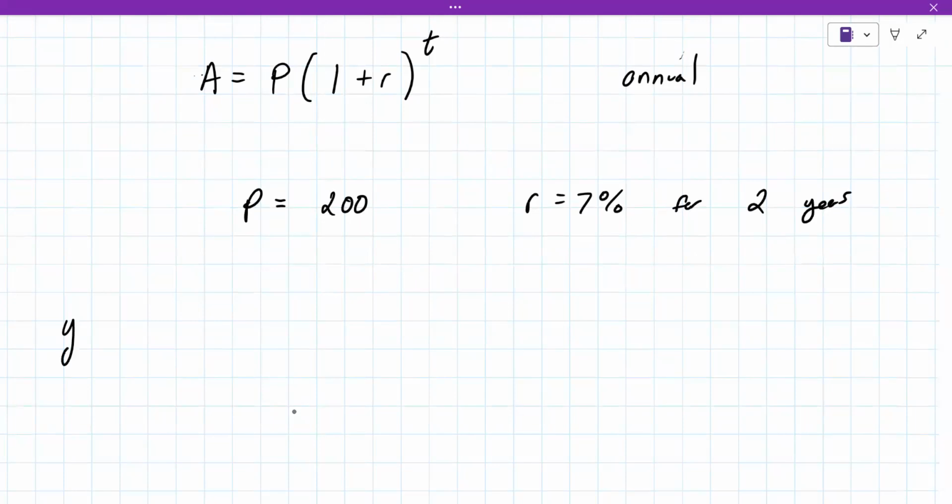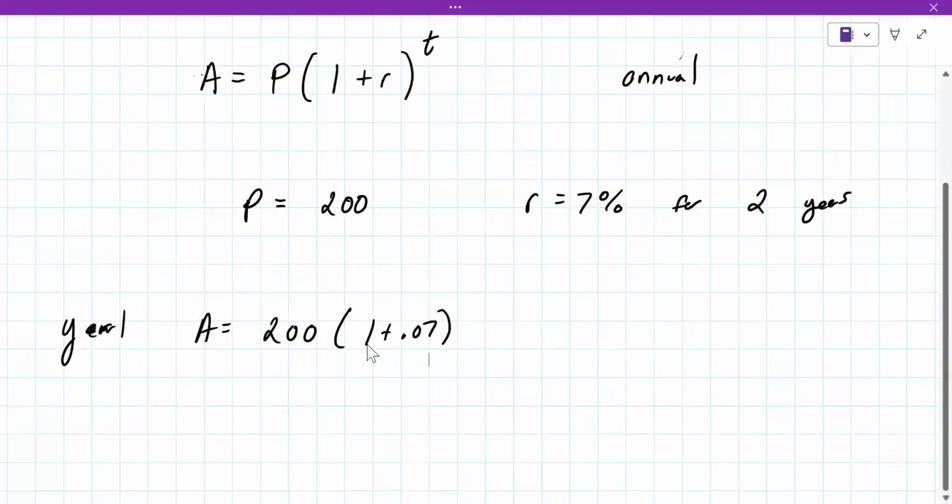One is to look at it year by year. So in year one, the amount of money that you'll have after year one is 200 times 1 plus 0.07. Why did I convert 7% to 0.07? Because that's 7% of one. You have to convert percentages to decimals. So to go from percents to decimals, you divide by 100. Okay, and we're going to do it to the power of 1.